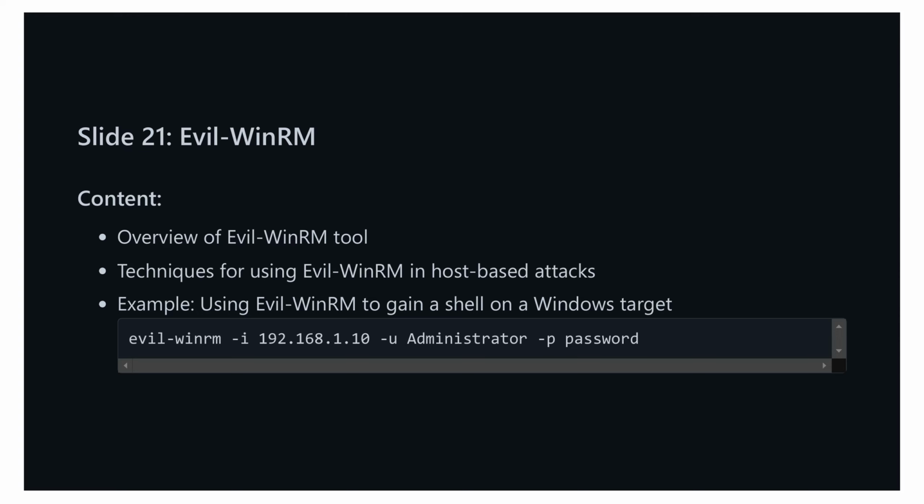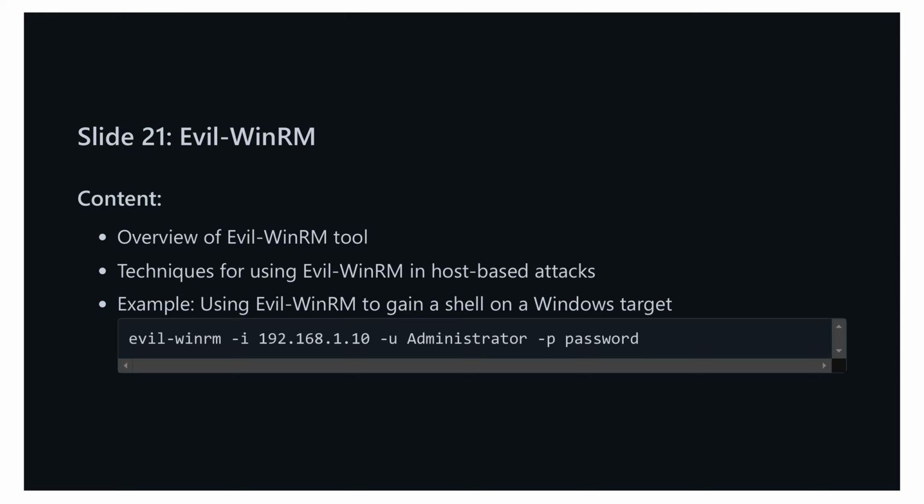Now, let's move on to another powerful tool for host-based attacks, Evil-WinRM. Evil-WinRM is specifically designed for Windows environments, allowing attackers to gain remote shell access to Windows systems. We will cover an overview of Evil-WinRM, techniques for utilizing this tool effectively in attacks, and conclude with a practical example. To gain a shell on a Windows target, we might use a command such as: evil-winrm -i 192.168.1.10 -u administrator -p password. This command connects to the target machine at the specified IP address with the given credentials, providing us with a remote shell.